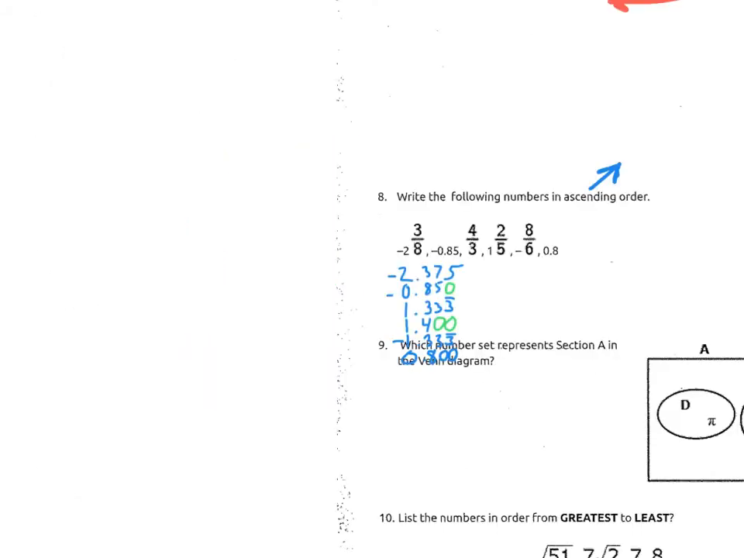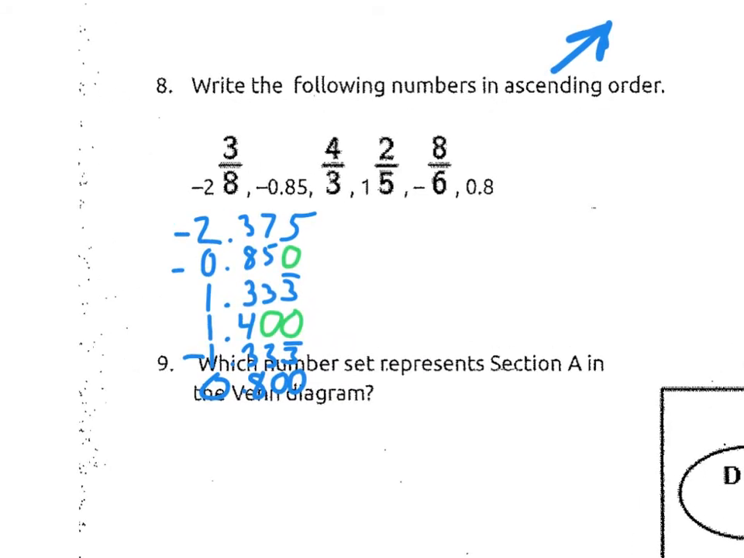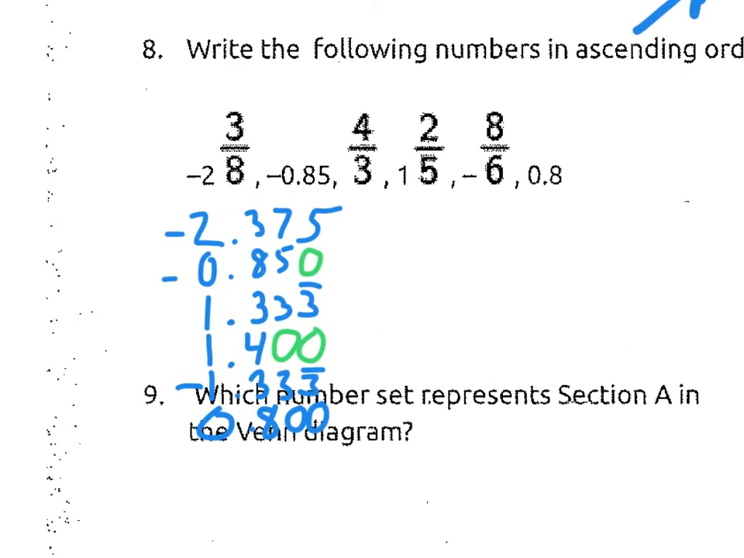Okay, I already forgot what we're doing. We're doing ascending order, right? Which means we need least to greatest. Our smallest number that we have there is the very first one listed. So I'm going to label these. Negative 2 3/8 is our first number. I'm going to mark this out because I'm done with it.